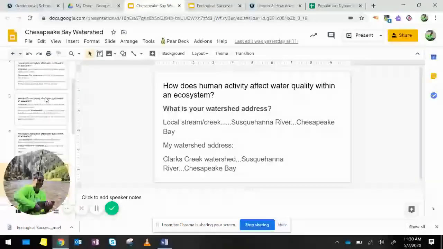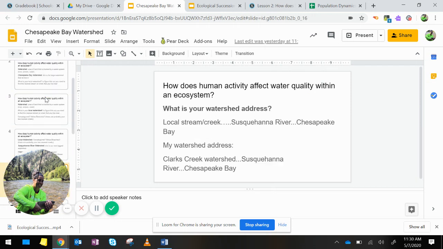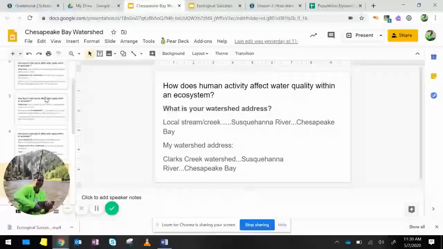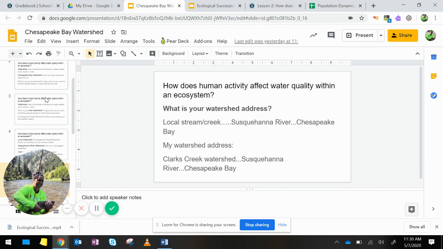So what I want you to do is look at what is your watershed address. Figure out your local stream or creek. Then it's going to be the Susquehanna River watershed. Then it's going to be the Chesapeake Bay watershed. So for me, my watershed address here is Clark's Creek watershed, Susquehanna River watershed, and Chesapeake Bay watershed.